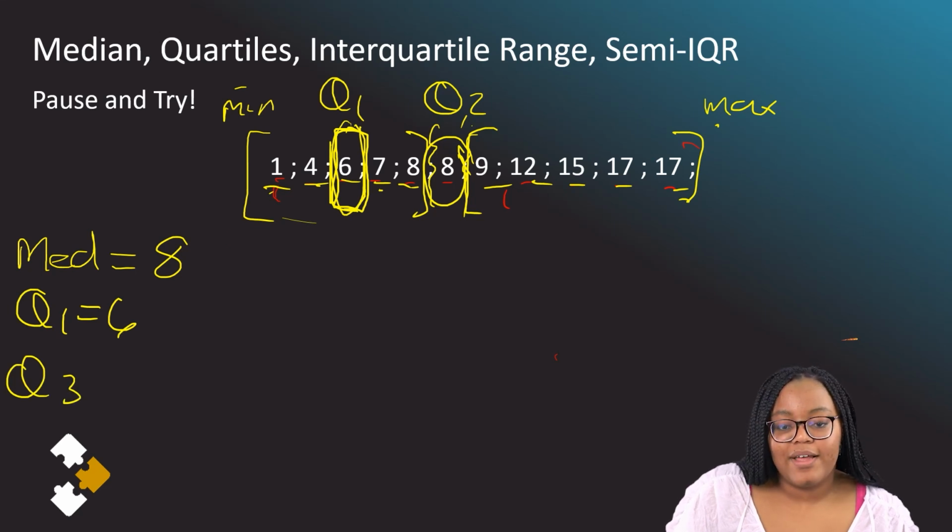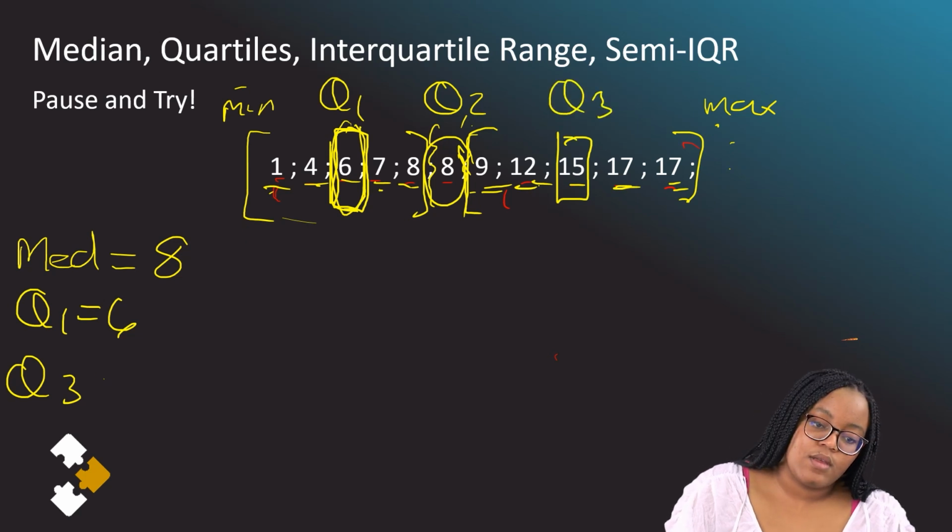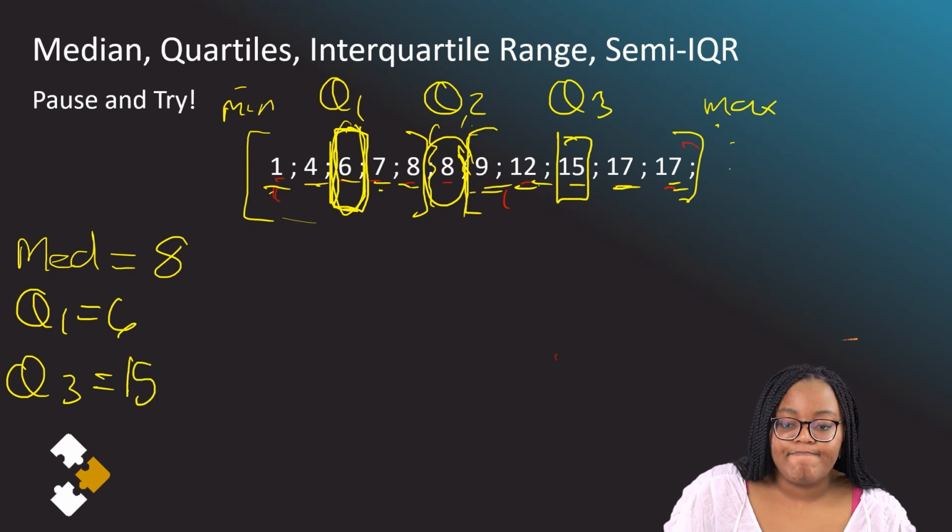Our upper quartile will find the midpoint of this interval, and that's just going to be at 15, where we count 1, 2 units to the left and 2 units to the right of that. And the value of that is going to be 15.